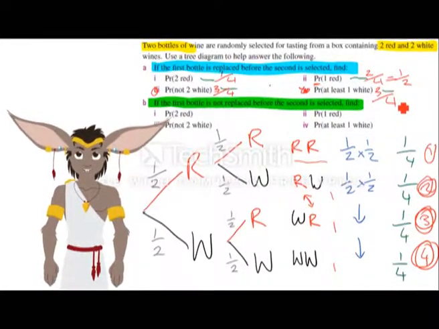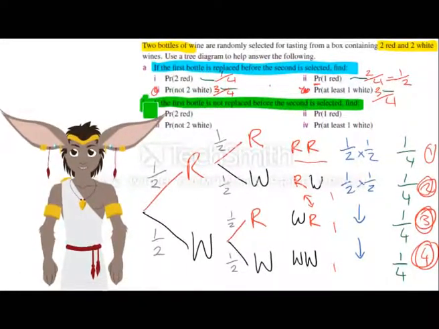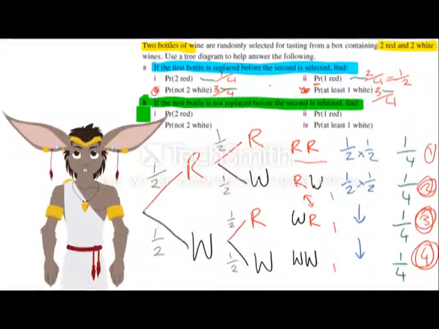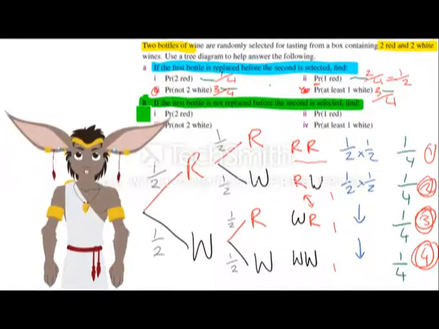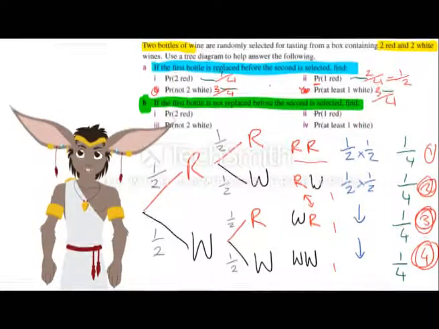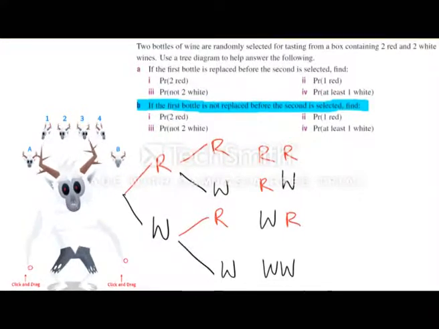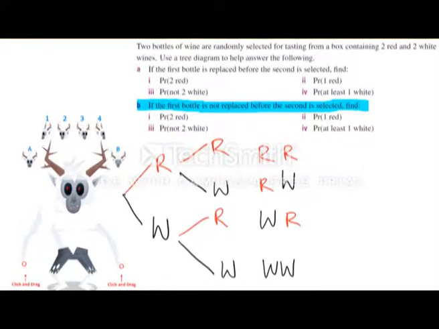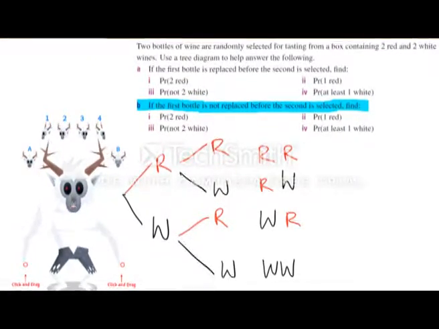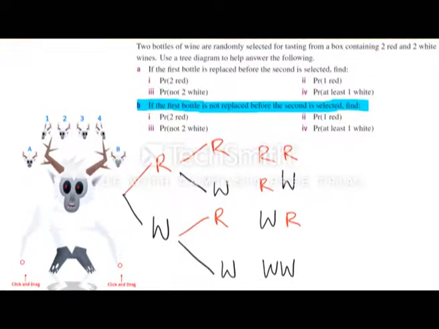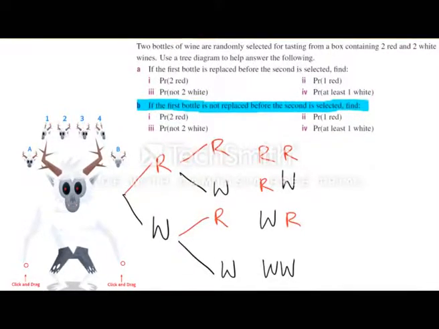The second part to this question is this green part, and it is if the bottle is not replaced. To do that, I'm going to have to clear a couple of things off the weighted tree diagram. In the next part of this question, we are going to answer it if the first bottle that we pick out is not replaced. So if we started with 4 bottles in there and we take one out and we don't replace it, then there's going to be 3 bottles in there. So we need to put that onto this weighted tree diagram.